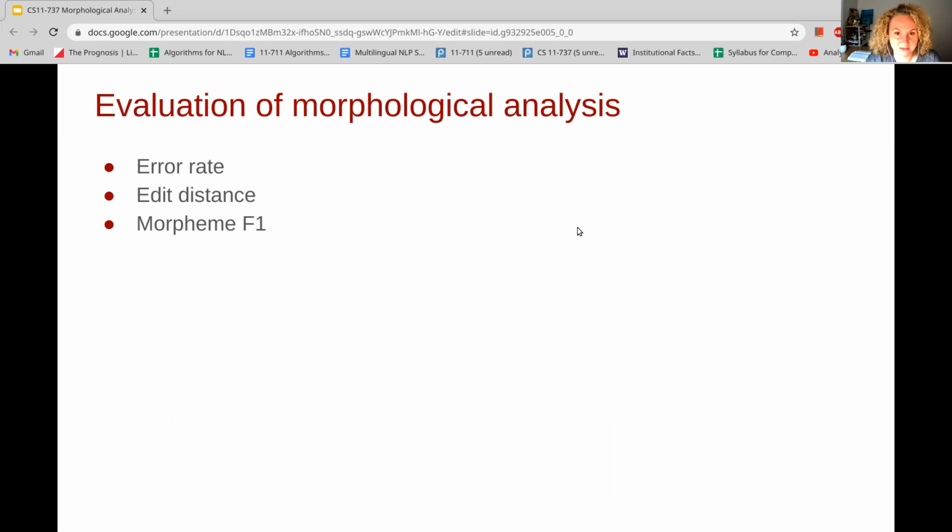Second is edit distance. The first is a hard measure, it's either correct or incorrect output. The Levenshtein distance would measure the similarity between the guess and the gold standard form. And finally, morpheme F1 score calculates the precision and recall of correctly generated morphemes.